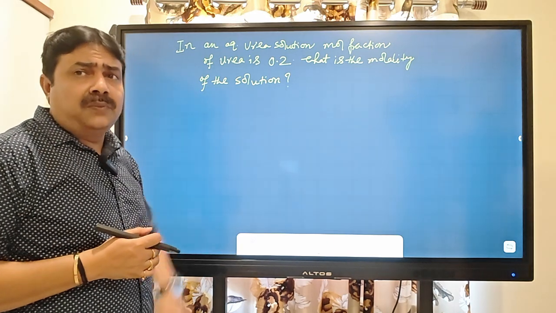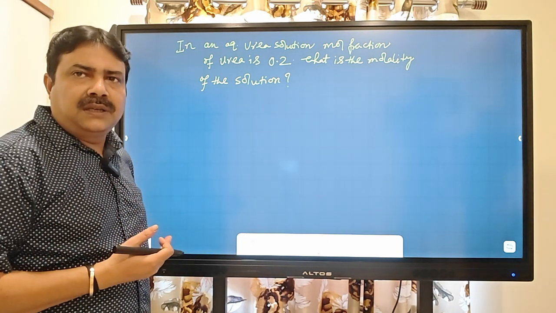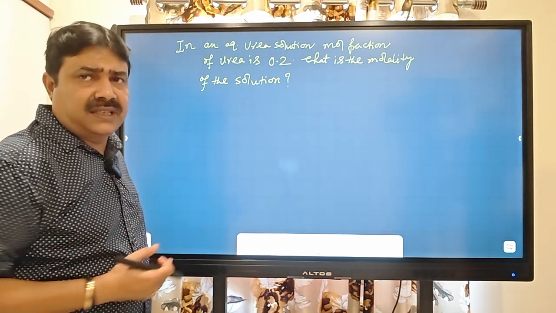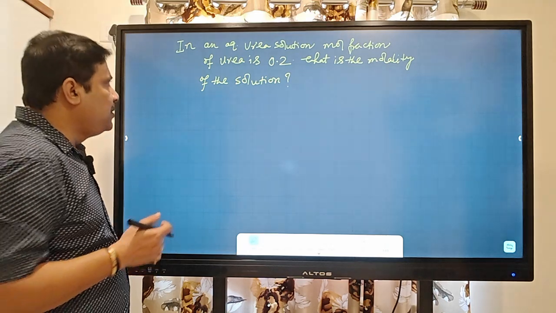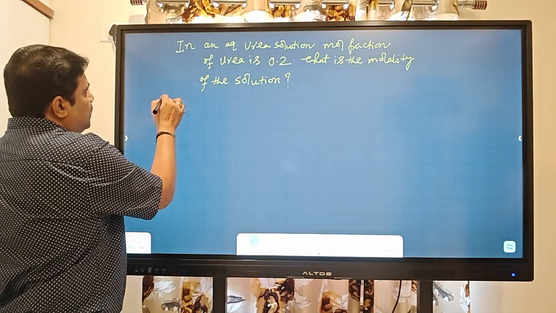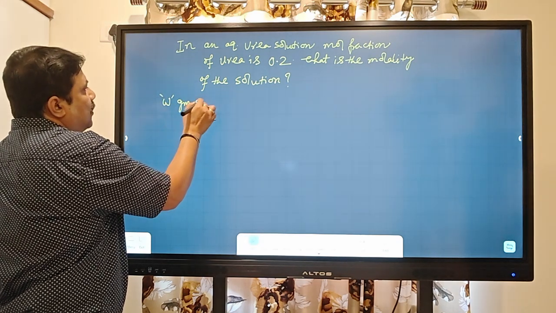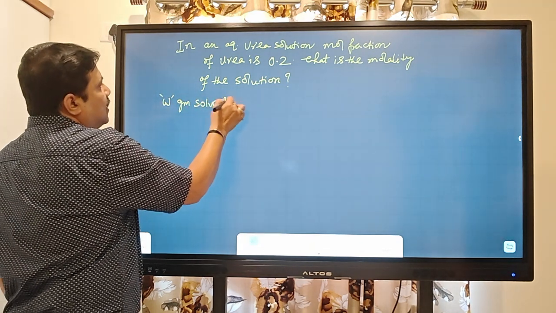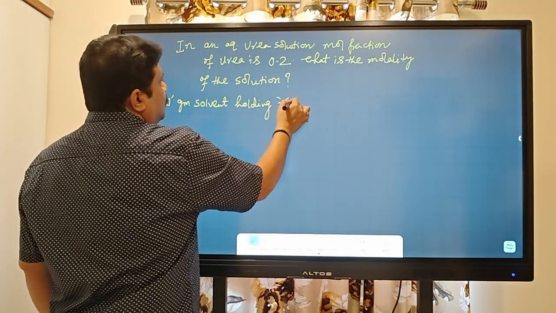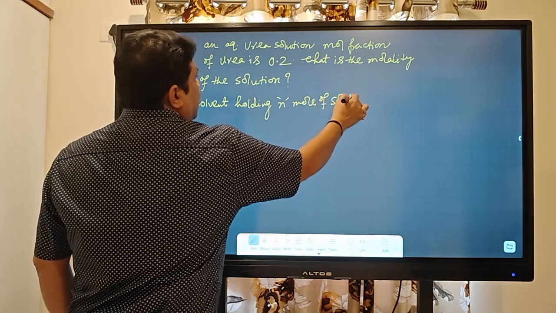Before going to the discussion of these things, we need to know one idea. If we know that concept, I will put that concept directly and we can solve in a fraction of a second. Before going to that, I am proving it. Suppose W gram of solvent is holding n mole of solute. Then what can I write down?